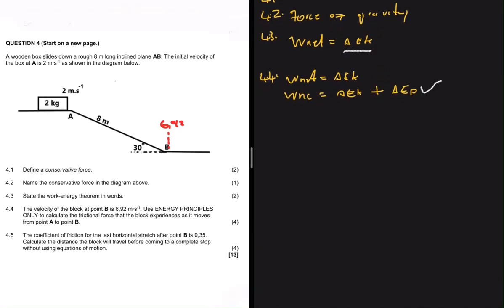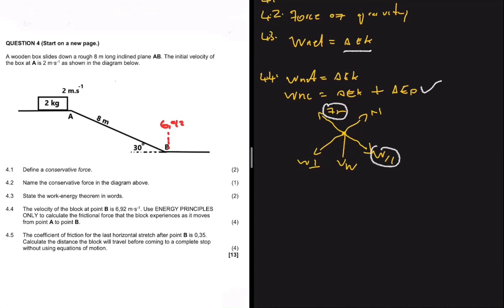But before I answer any question, I have to draw a free body diagram so that I can see clearly what is going on. The block is going down. As it is going down, there is the weight, which we can resolve into weight parallel and weight perpendicular. And then we have the normal force and the frictional force. So the forces acting parallel to the surface are the frictional force and weight parallel.